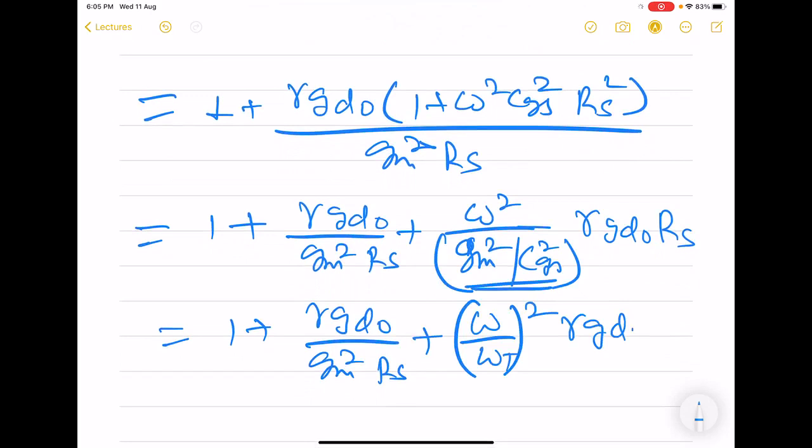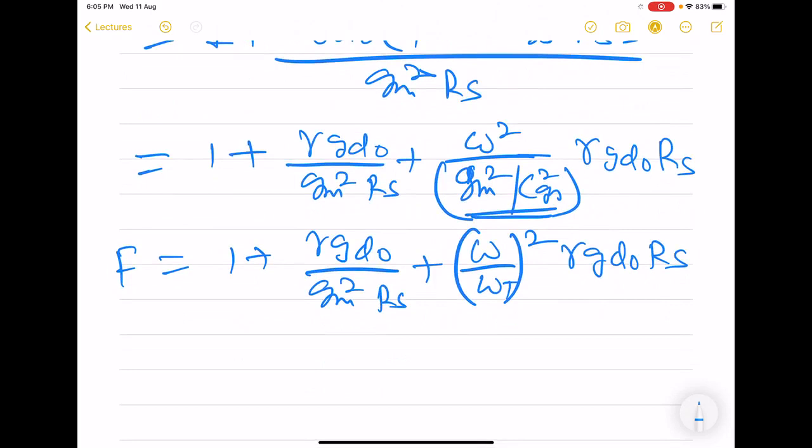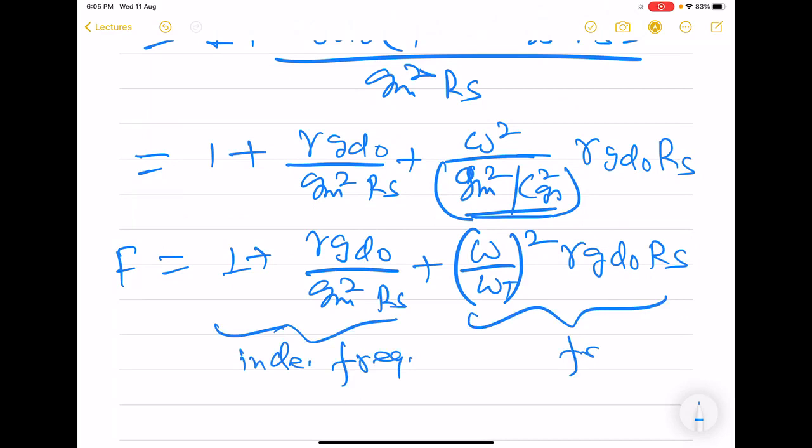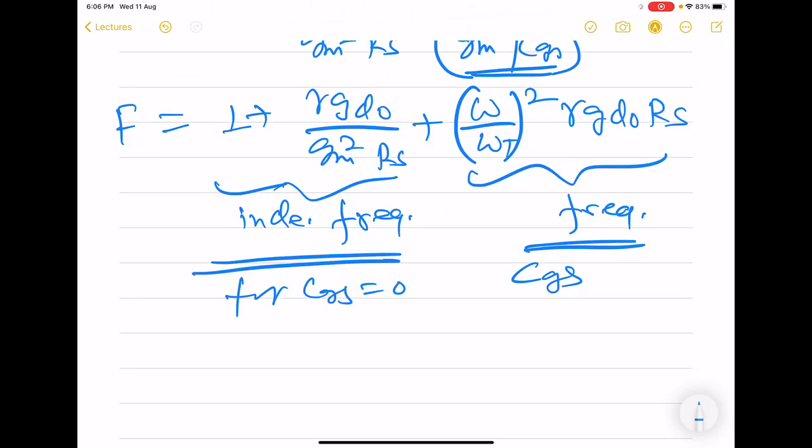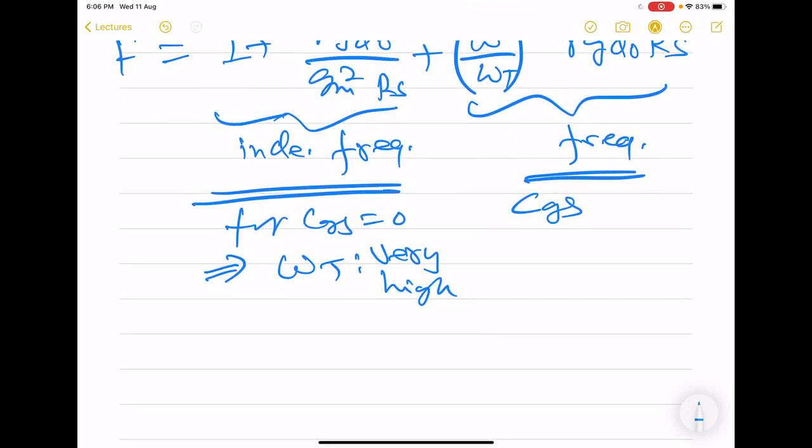So this is the noise factor from a common source amplifier without matching. That means the input impedance is, in this case, capacitive. So here you can see that these two factors are independent of frequency, but this one is frequency dependent. And here you can see one important thing, that this omega by omega T ratio appears here. And why are we getting this frequency dependent term? Because we included CGS. So if you do not include CGS in the model, all the answers are going to be frequency independent. So we would have got only this much for CGS equal to zero. That is for omega T very high. So I pointed out that you can take a model without CGS when omega T is very high.